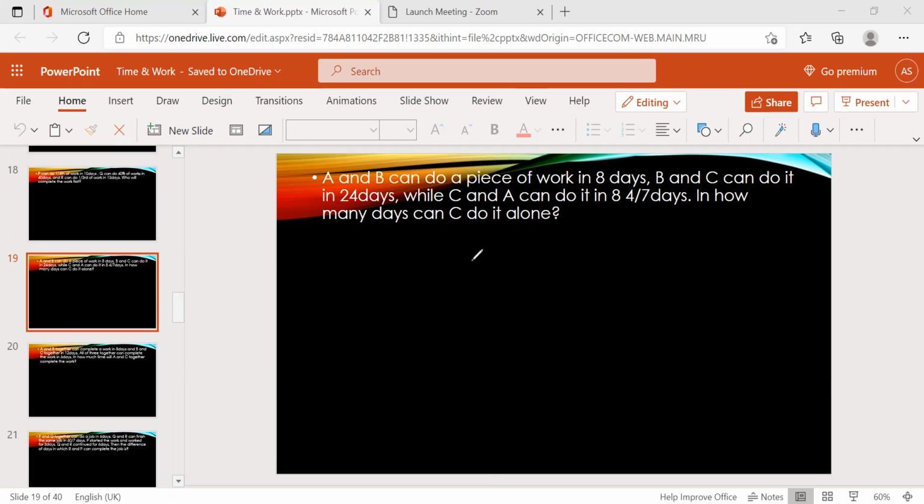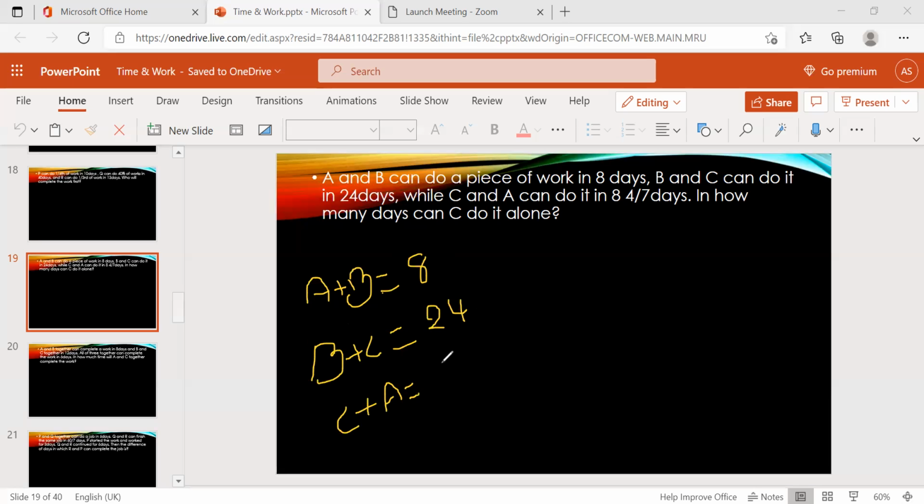Now, first, what is given? A plus B, they complete in 8 days together. Everything is given together. And B plus C in 24 days. And A plus C, or C plus A, will get 8 by 8, 4 by 7. Right? Now, let's take it here.